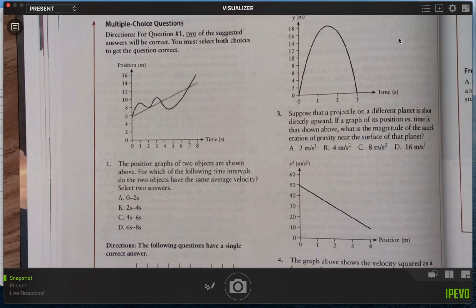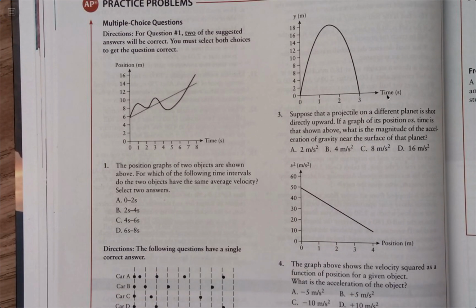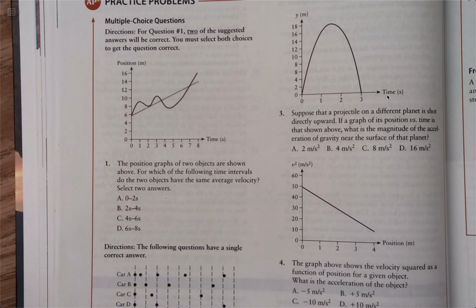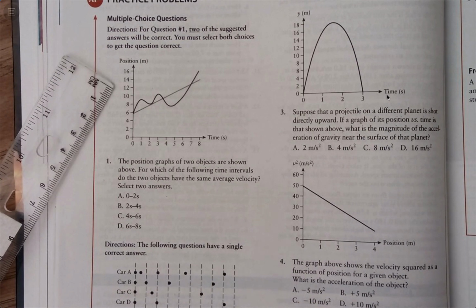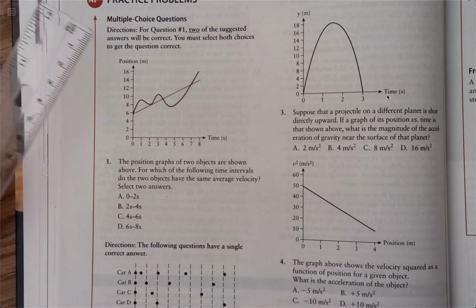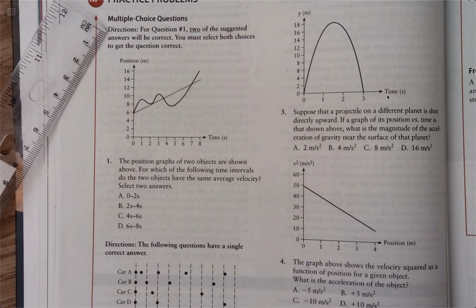Hey class, so this is for that AP practice problems, pages 82 and 83 in our book. I want to start us off here looking at our first problem. As I look at our first problem, it says up here that two of these choices can be correct.